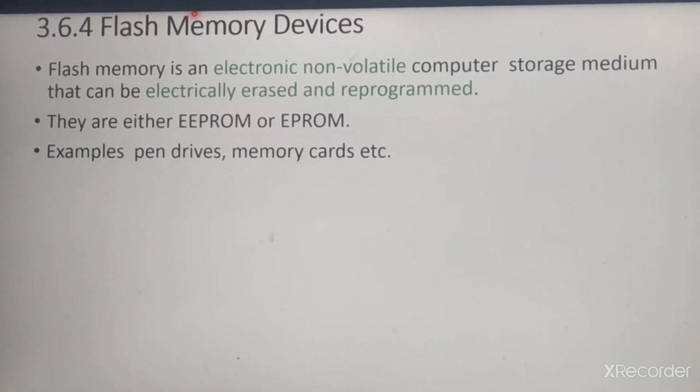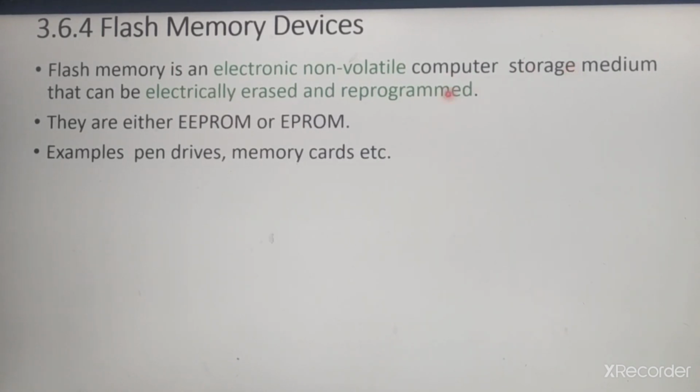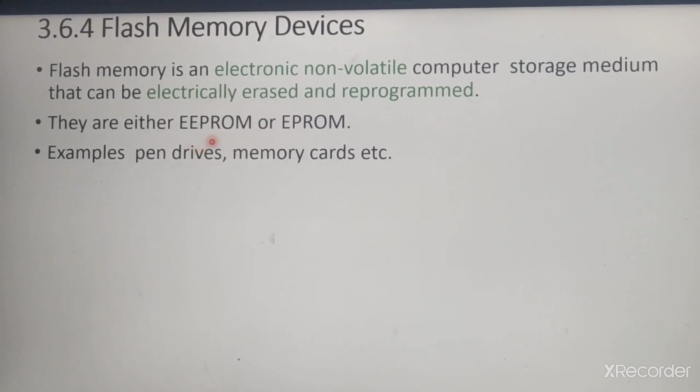Next we can see flash memory devices. This flash memory device works based on the concept of electrical charge. So it is called an electronic non-volatile computer storage medium. Here we can erase and reprogram the data with the help of electrical charge. By exposing electrical charge, we can erase the content from the flash memory and reprogram it also. This flash memory device is either electrically erasable programmable read-only memory or erasable programmable read-only memory.